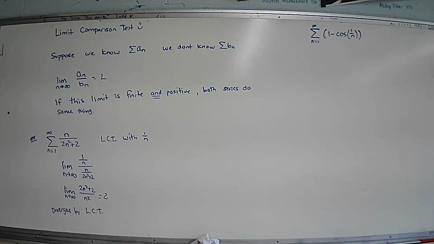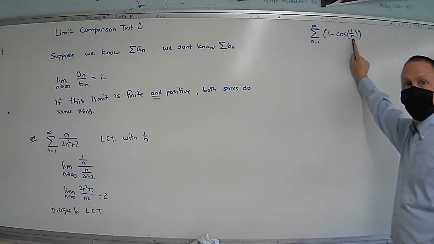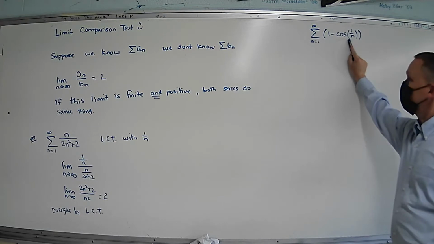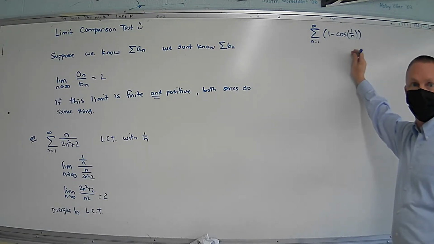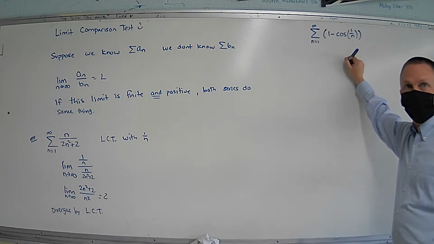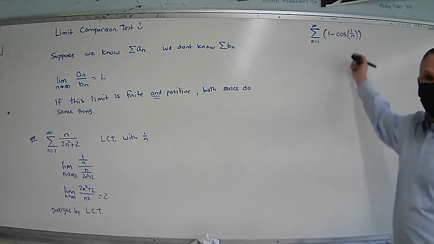Are the terms going to 0 for this? Do we even have to do anything? Does the nth term test work here? What happened to the terms as n goes to infinity of that series? As n goes to infinity, what does this do? That goes to 0. What's the cosine of 0? 1. What's 1 minus 1? 0. So the terms are going to 0. That didn't help me.